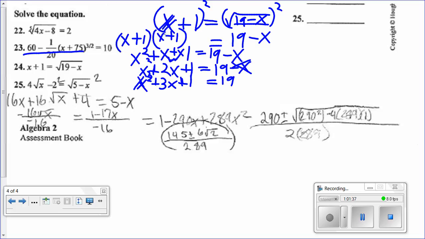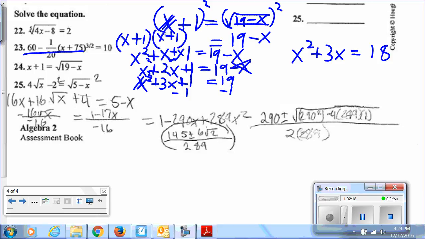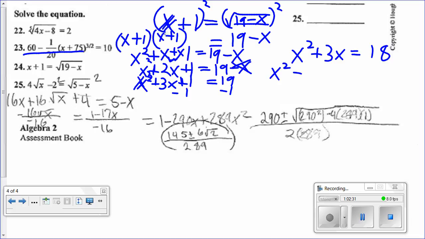We're going to subtract this 1 from both sides. Now we have x squared plus 3x, and subtracting 1 from both sides gives us 18. Again, I had to take a few minutes to remember how to do something. So now we've got it in this form, but this might look familiar as a quadratic, right? So let's go ahead and subtract 18 from both sides.